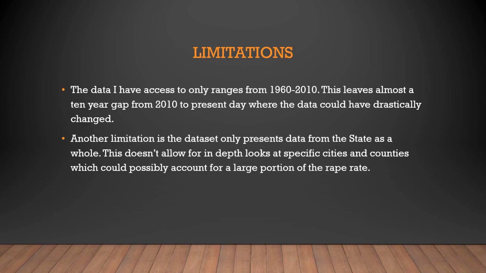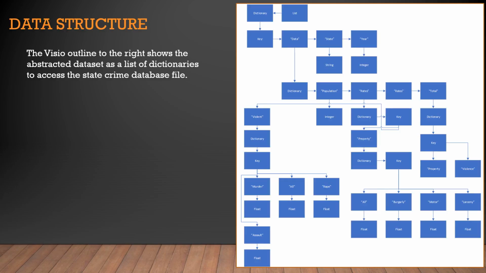Some of the limitations for my project was the time frame that the data set was given in. The time frame was between 1960 and 2010, which leaves almost a 10-year gap from 2010 to present day where the data could have changed drastically. Another limitation is that the data only presents the rape rate from the state as a whole, as opposed to looking at specific cities and counties which could have a higher population and account for a large portion of the rape rate. As you can see from the Visio outline to the right, this shows the abstracted dataset as a list of dictionaries and keys to access the state crime database file.